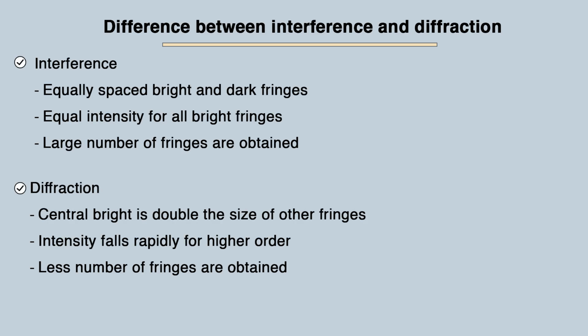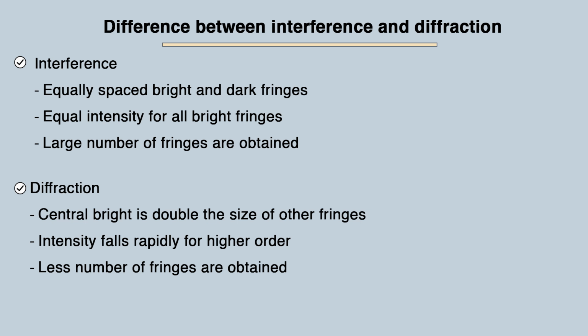So, what is actually the difference between interference and diffraction phenomena? In interference phenomena, we need two parallel beams, and in diffraction phenomena, one single beam is required, and there must be one sharp obstacle or sharp edge, and that will be diffracted.